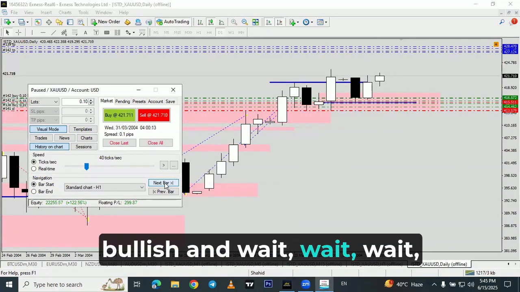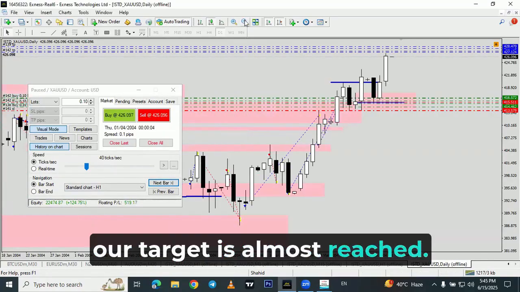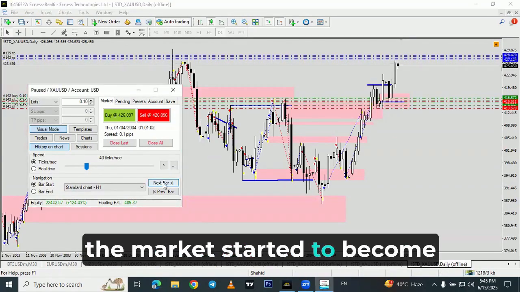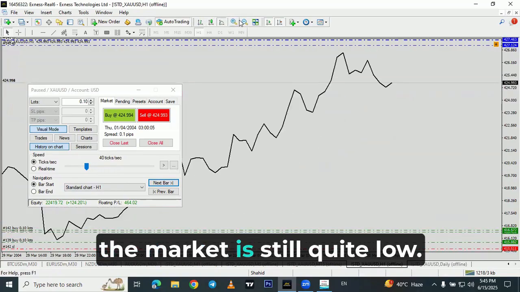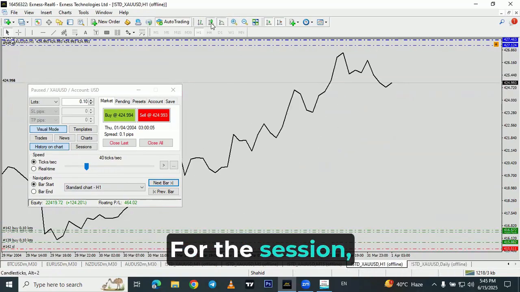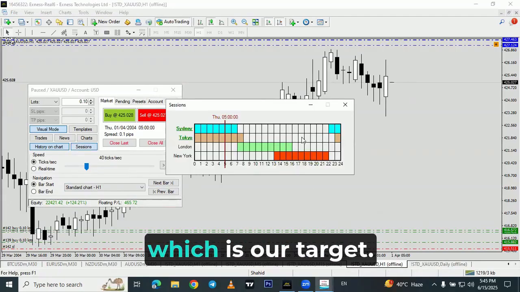Look, bullish and wait. And look here, our target is almost reached. Near it, look, the market started to become bearish again. Bearish, and if you look at the structure, the market is still quite low. For the session, it will be New York open. Then there is a chance to bring a rout in the market, which is our target.